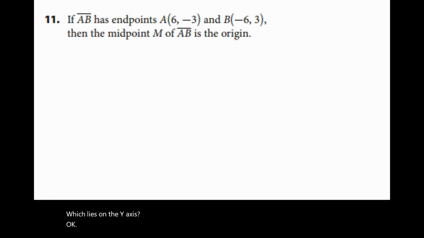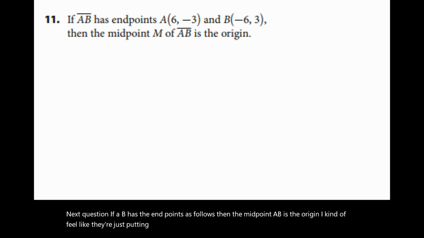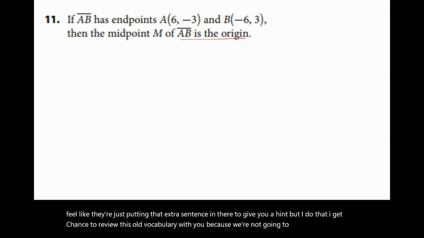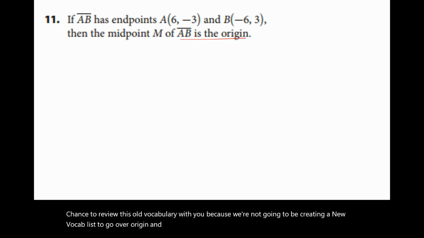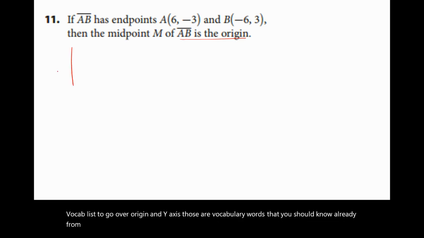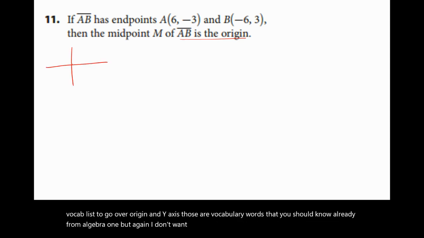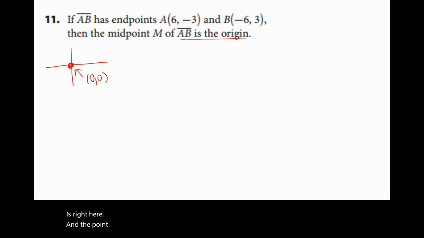Next question. If AB has the endpoints as follows, then the midpoint AB is the origin. I kind of feel like they're just putting that extra sentence in there to give you a hint, but I do like that I get the chance to review this old vocabulary with you, because we're not going to be creating a new vocab list to go over origin and y-axis. Those are vocabulary words that you should know already from Algebra 1. But again, I don't want to assume. So if you don't know what the origin is, it's right here. And the point of the origin is always 0, 0.